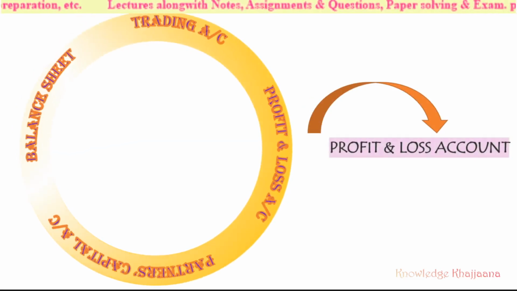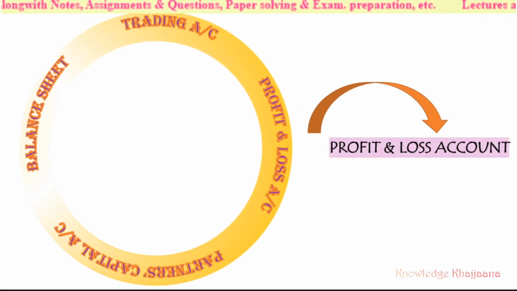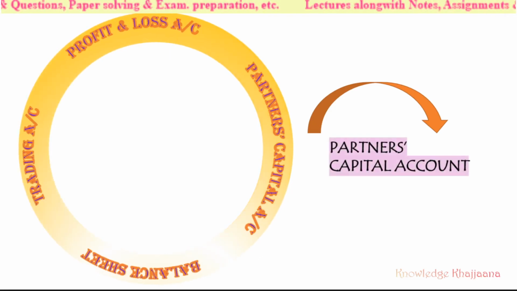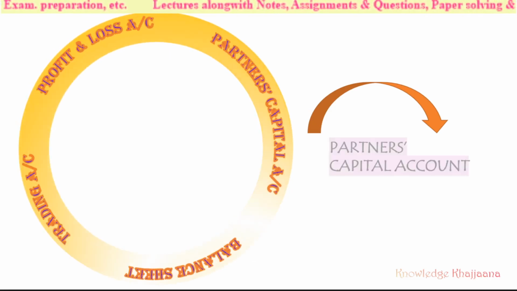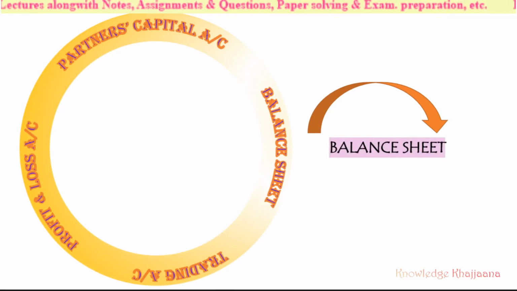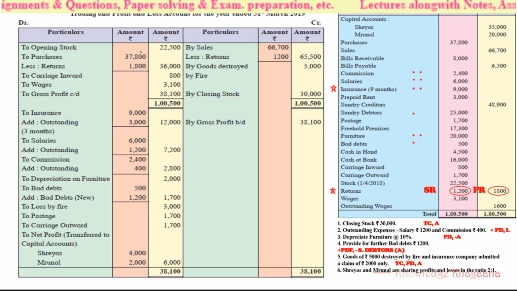Then we will prepare the profit and loss account. Then we will prepare the partner's capital account or current account if it is required. And then we prepare the balance sheet. Okay, now let's move to solve the problem. First of all, capital accounts of the partners will go to the liabilities.